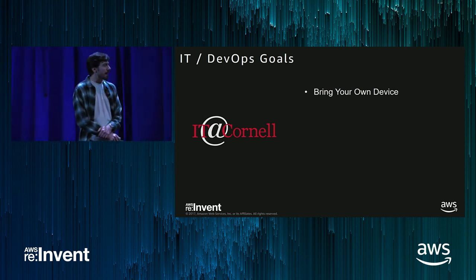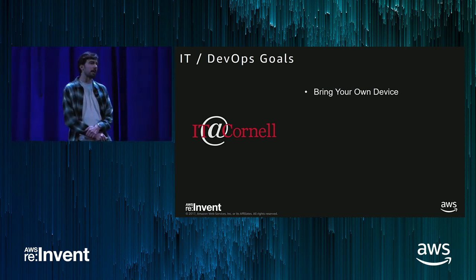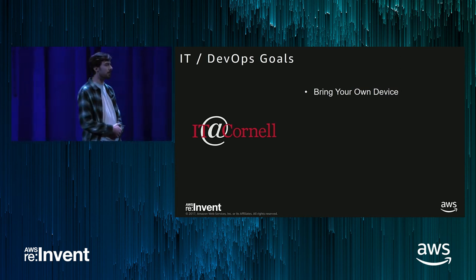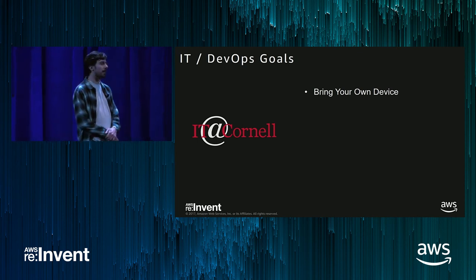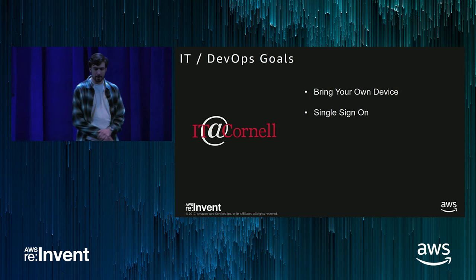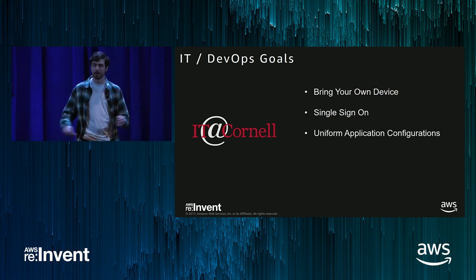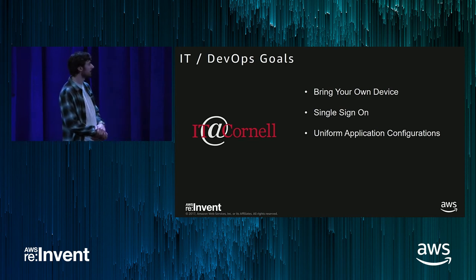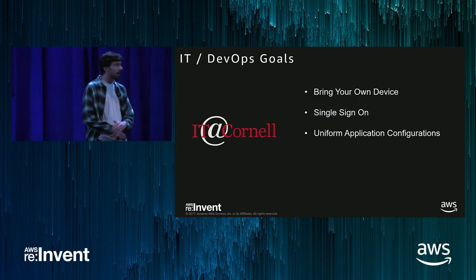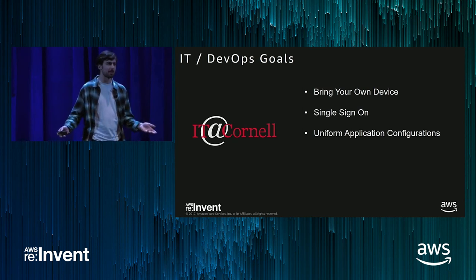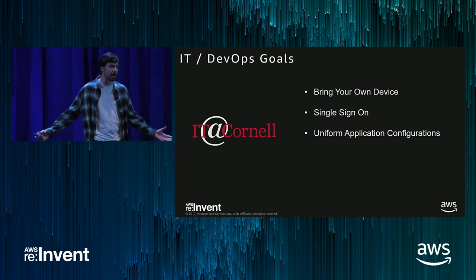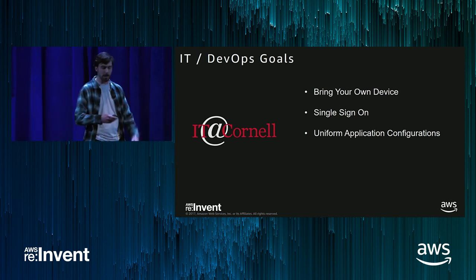First of all, we have a specific goal when we looked at AppStream, which was we want to enable students and faculty to bring their own device to a classroom and use their own computer rather than having to use a lab computer. We want single sign-on to be available for them so they don't have to have all sorts of logins for different services. We want uniform application configurations because we have many groups on campus configuring different applications, so we want everyone to be able to do it the same way.